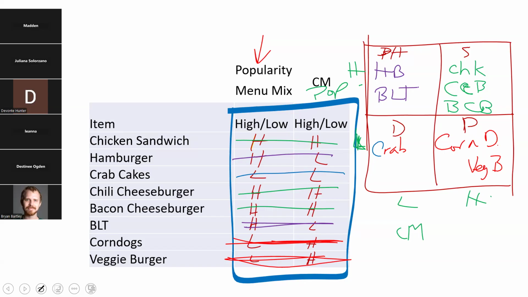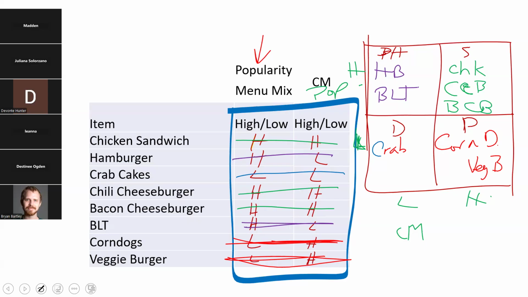All right, so let's talk about this menu analysis. Our stars: chicken sandwich, chili cheeseburger, bacon cheeseburger. People love them and they make us money, so that's great. We typically don't want to mess with our stars. Okay? Our dogs, we have crab cakes. What is unique about crab cakes compared to the rest of the menu? Seafood. It's a seafood option. Okay? But it doesn't make us a lot of money.